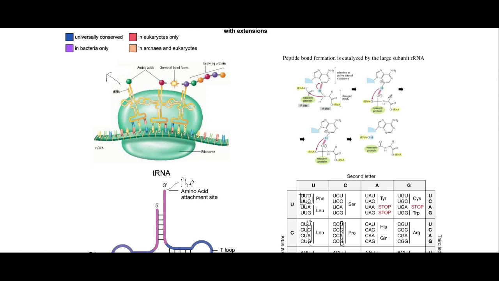And then over here we see that we released the tRNA that we were connected to, and that gets ejected out of our E site, and we now have this other amino acid on our extending protein.